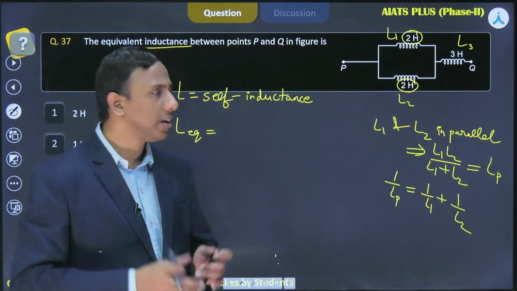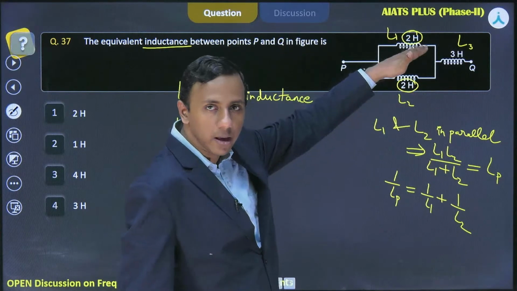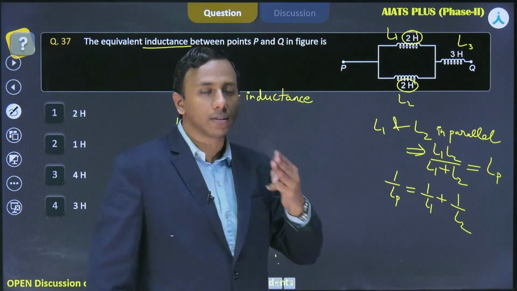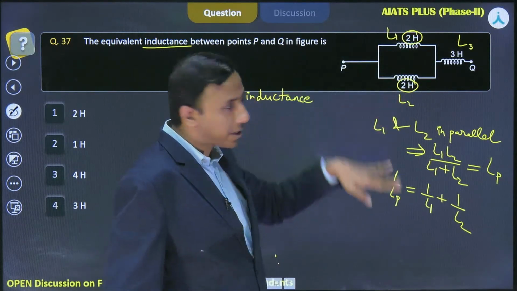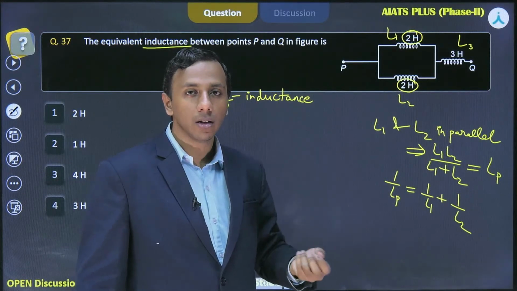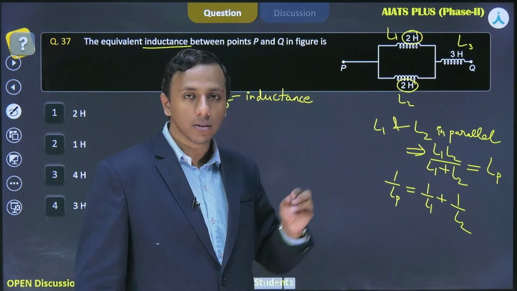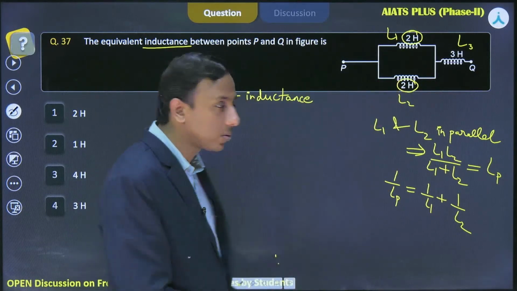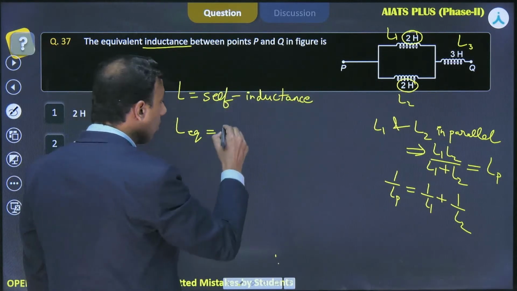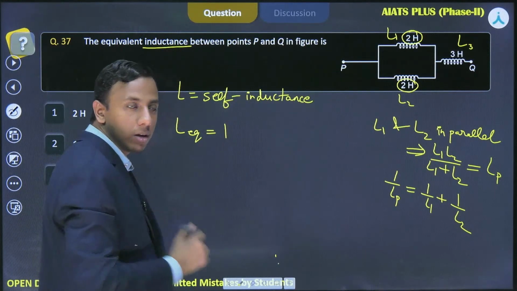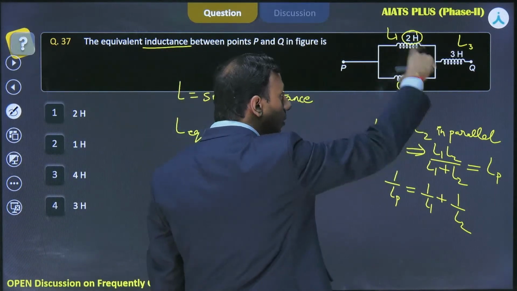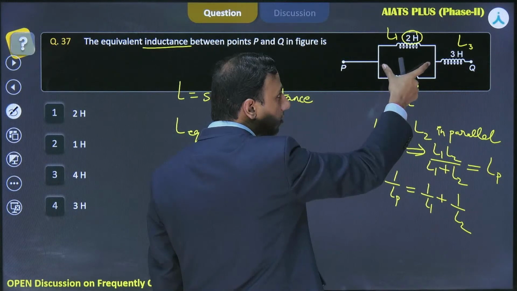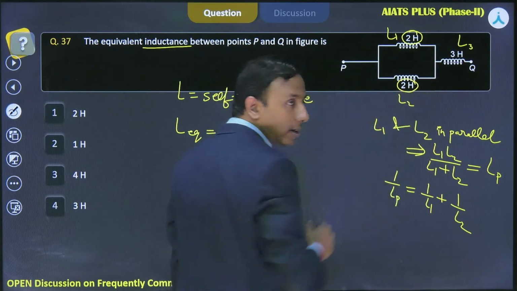Or if you can directly remember, if the resistors are the same, let's say you have 3 resistors, 2 ohm, 2 ohm and 2 ohm. So what is the equivalent? Simple R by N. Here only 2 are there, so 2 by 2. So 2 by 2 is how much? 1. So it is 1 Henry due to these.